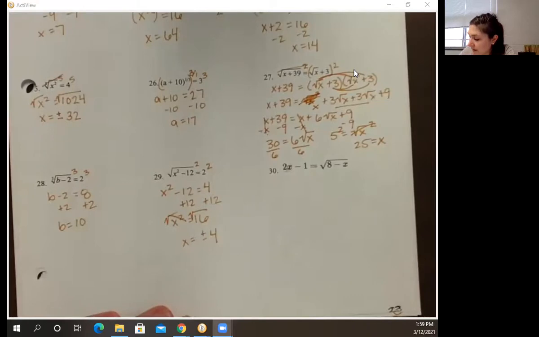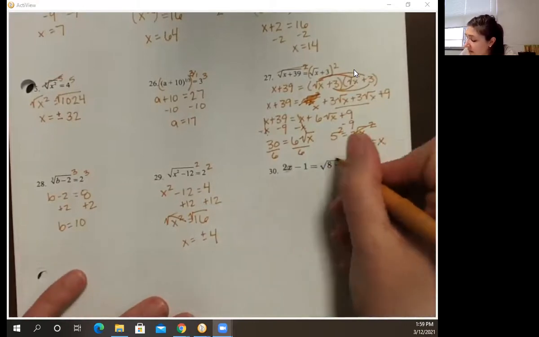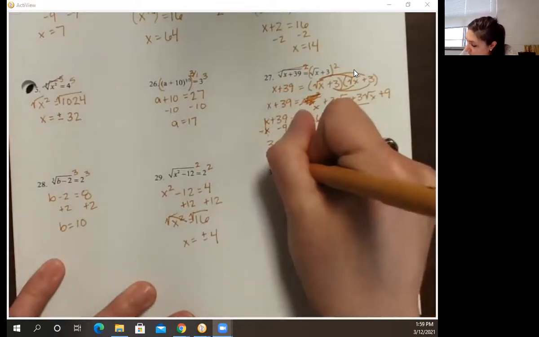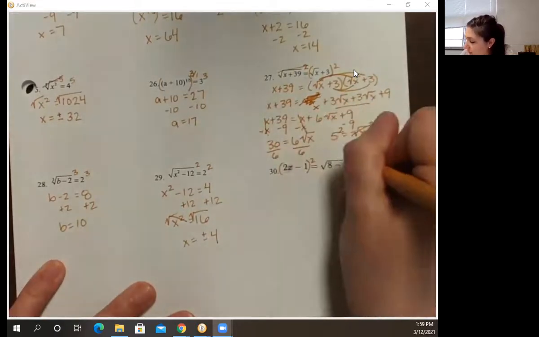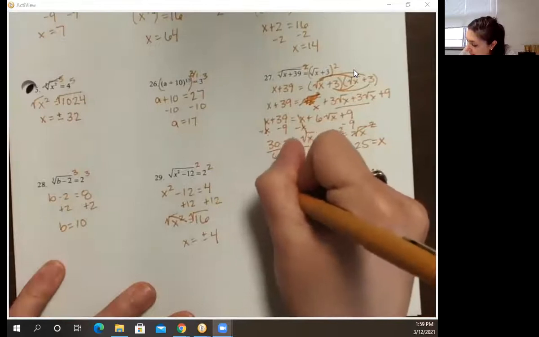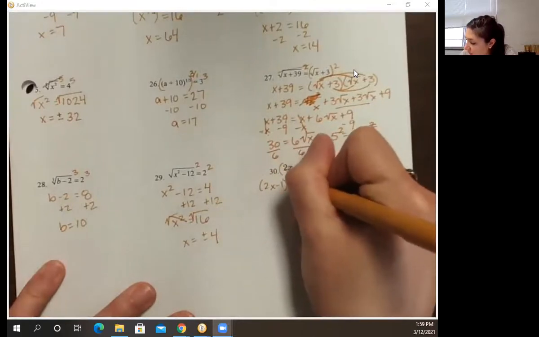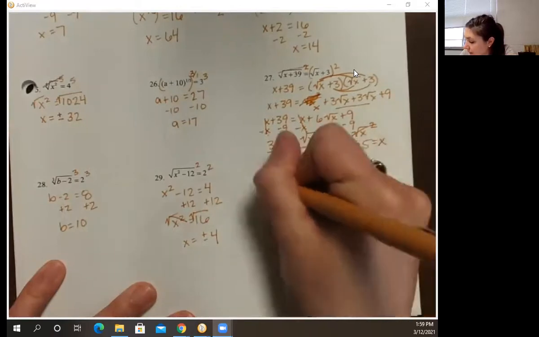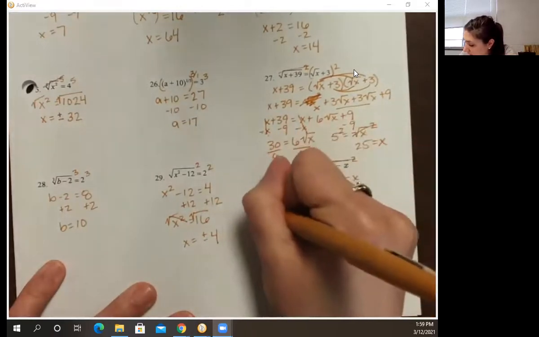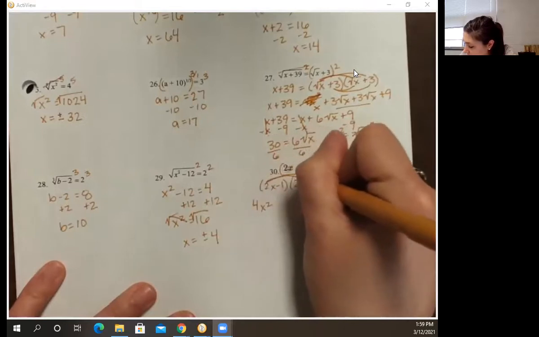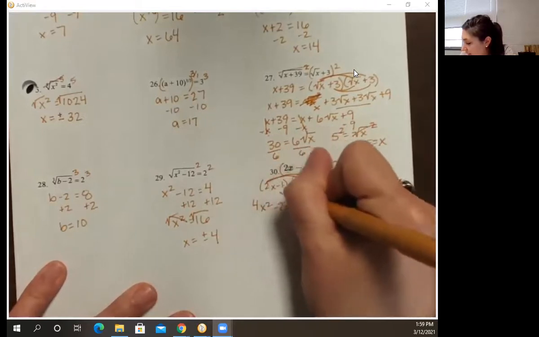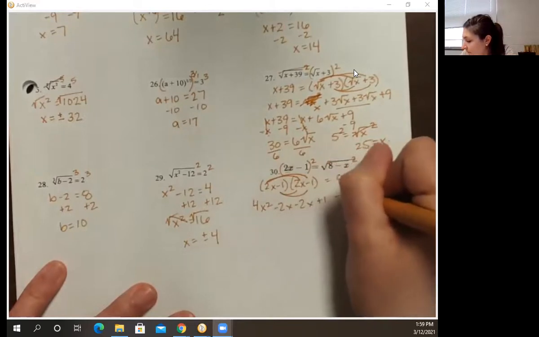Now for number 30. Again, I've got a root. It's on a side by itself. So I'm going to square both sides to get rid of that root. This 2x minus 1, I'll have to distribute out. So when I multiply, I would have 4x squared minus 2x minus 2x plus 1.